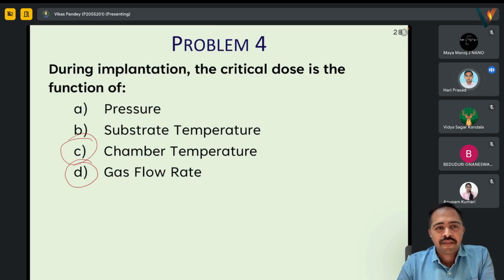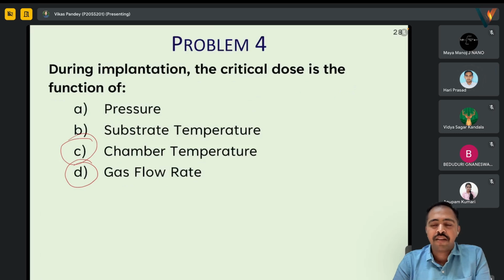Sir, one of them is energy also, right? Energy is certainly the basis of ion implantation, right? So certainly it will play a role. Yes, any other answers?